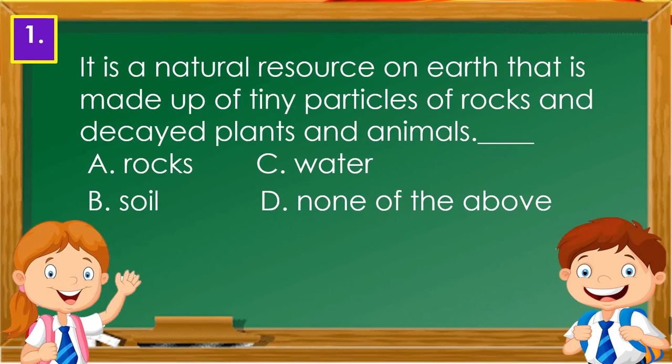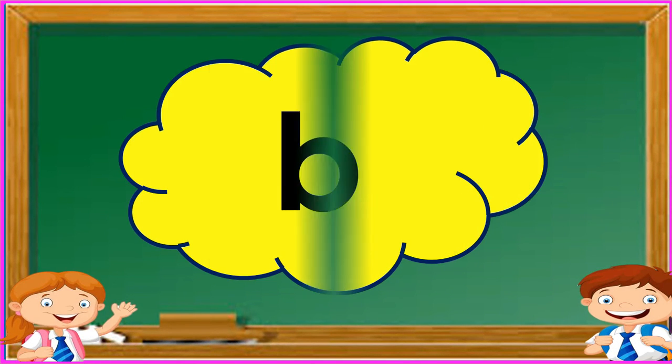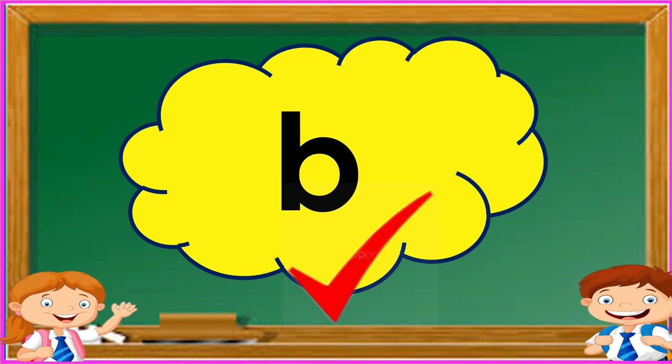Number 1. It is a natural resource on Earth that is made of tiny particles of rocks and decayed plants and animals. Letter A, rocks. Letter B, soil. Letter C, water. Letter D, none of the above. The correct answer is letter B, soil.